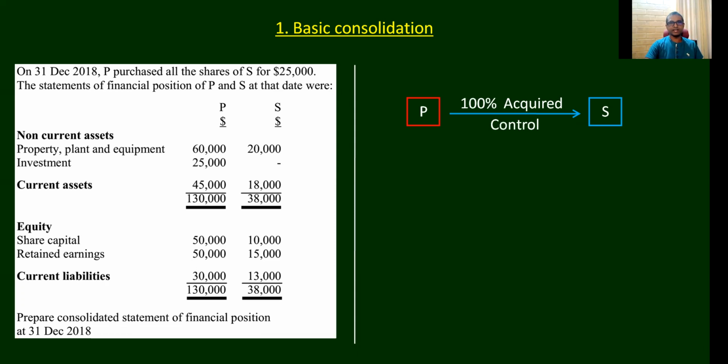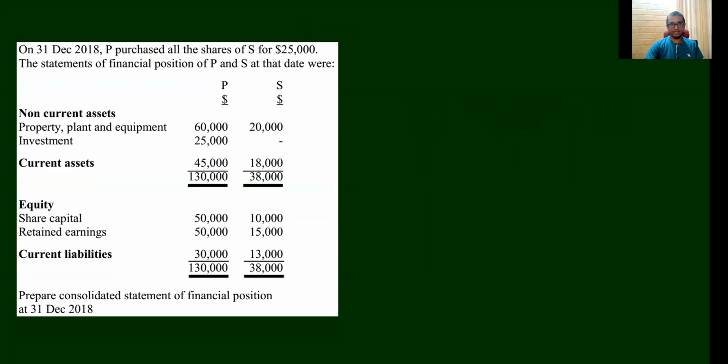As we already learned, P is known as parent, and when P can control S fully, S is known as subsidiary. Okay, so we'll move on to the same example here, and we'll consolidate these two financial statements and see.